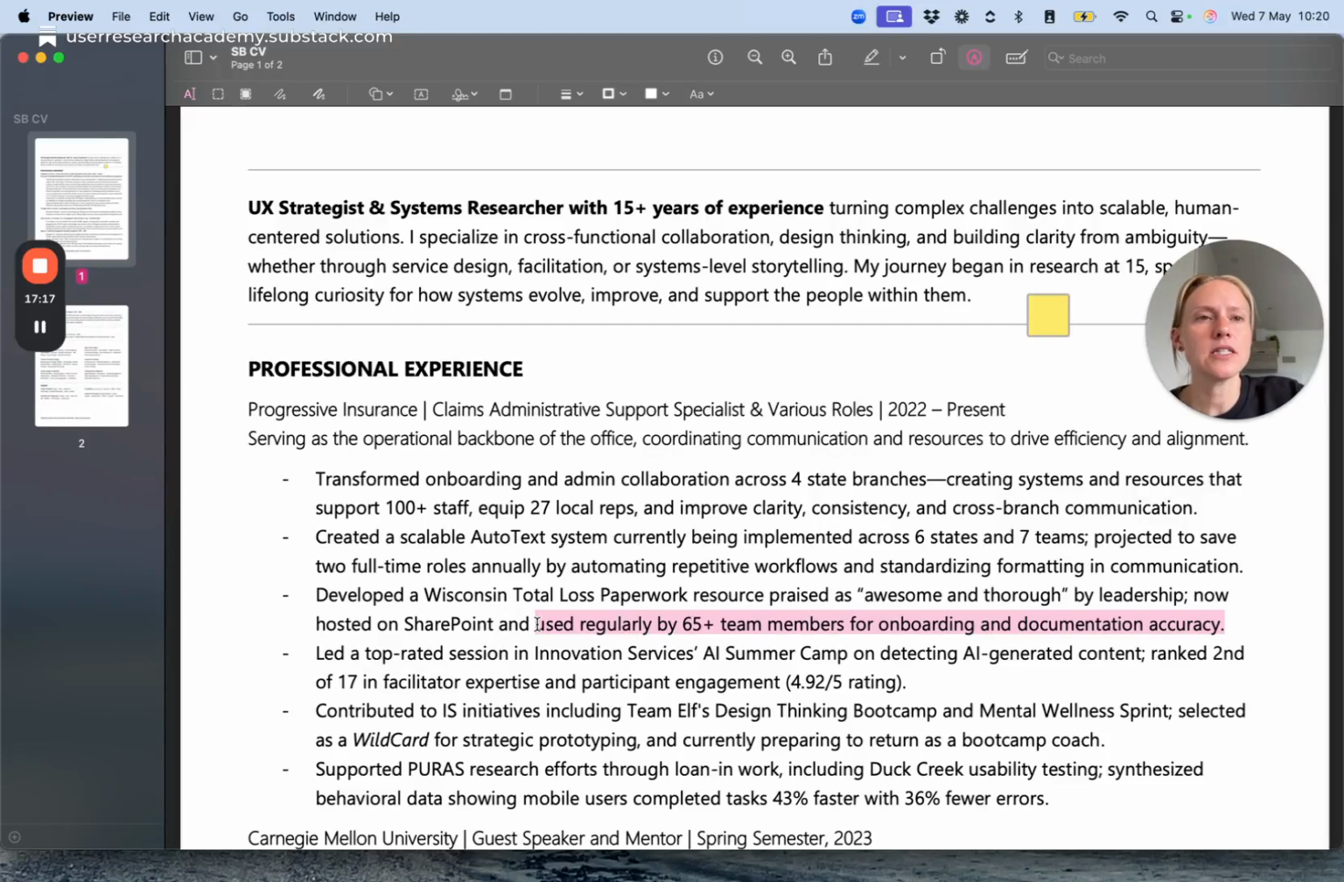So what did that get? Why was it awesome and thorough? Why did leadership say that? What did it save the business? What did it save the teams? What did it save the people? Again, choose one thing that this changed. Did it make something more efficient, more effective, more usable? Did it reduce time in something? Did it increase productivity? What is the one thing that I want to say that this thing did? Top rated session in innovation.